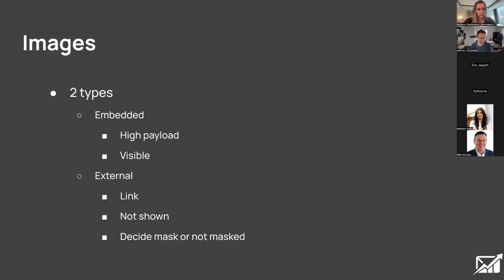So when it comes to images, I'm a bit geeky. So if I go too technical, you guys can just say it and I'll be happy to elaborate. But what people don't necessarily know is there are two types of images that you can put into your emails. You can put embedded images or you can put external images. Now, the difference is mainly technical, but it has a huge impact.